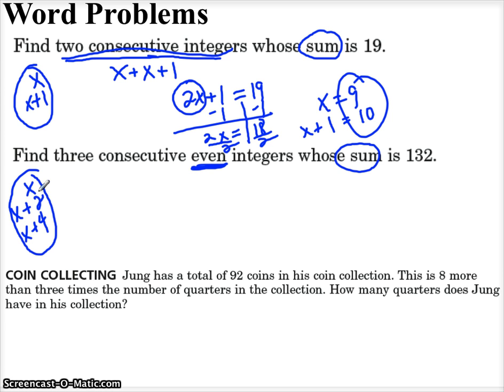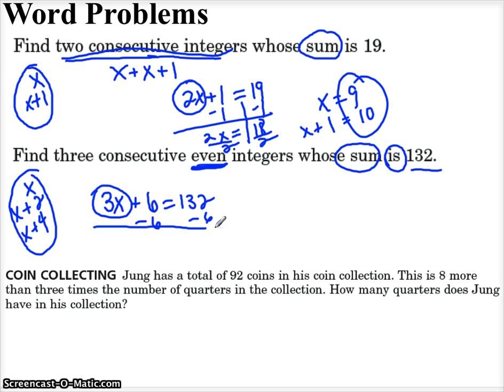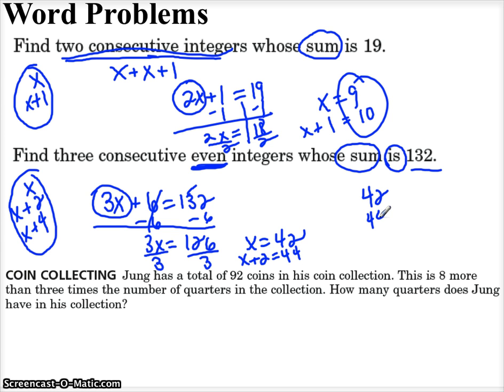Now the sum means to add. X plus x plus x is 3x. 2 plus 4 is 6, so 3x plus 6 is 132, so equals 132. There's your variable term, so minus the 6. You get 3x equals 126, and then divide by 3, x equals 42. So the three even integers, you have 42, and then x plus 2, 42 plus 2 is 44, and x plus 4, 42 plus 4 is 46. So there are your three consecutive even.